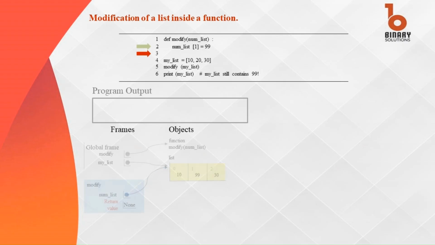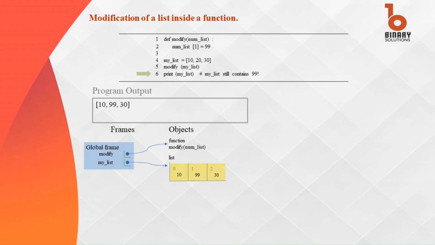As a result, after the function call, myList reflects the change and contains the updated values 10, 99, 30. This behavior demonstrates that lists, being mutable objects, retain changes made to their elements when passed as arguments to functions.